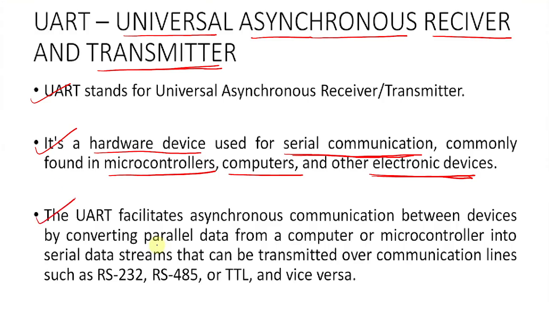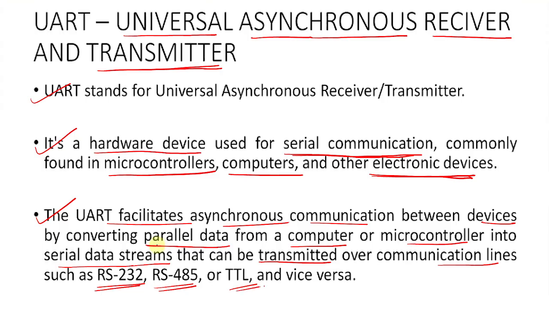UART facilitates asynchronous communication between devices by converting parallel data, whatever parallel data is coming from the computer or microcontroller, into a serial stream of data that can be transmitted over the communication line. There are some communication lines, such as RS-232, which is a standard. Through RS-232 lines you can send to RS-422 or 485 also, or TTL devices or vice versa.